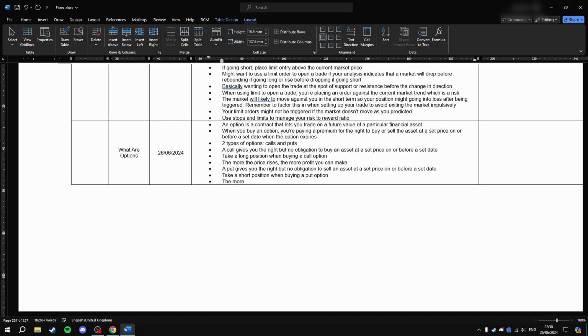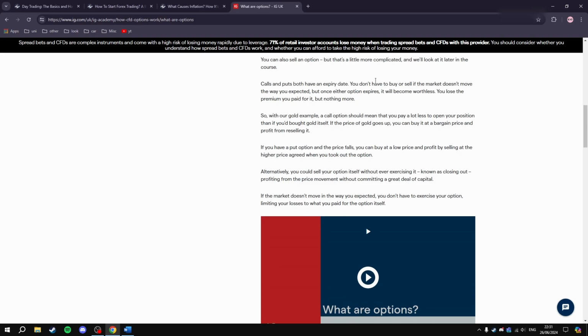The more the price drops, the more profit you can make. You can also sell an option, but that's a little more complicated and we'll look at it later in the course.